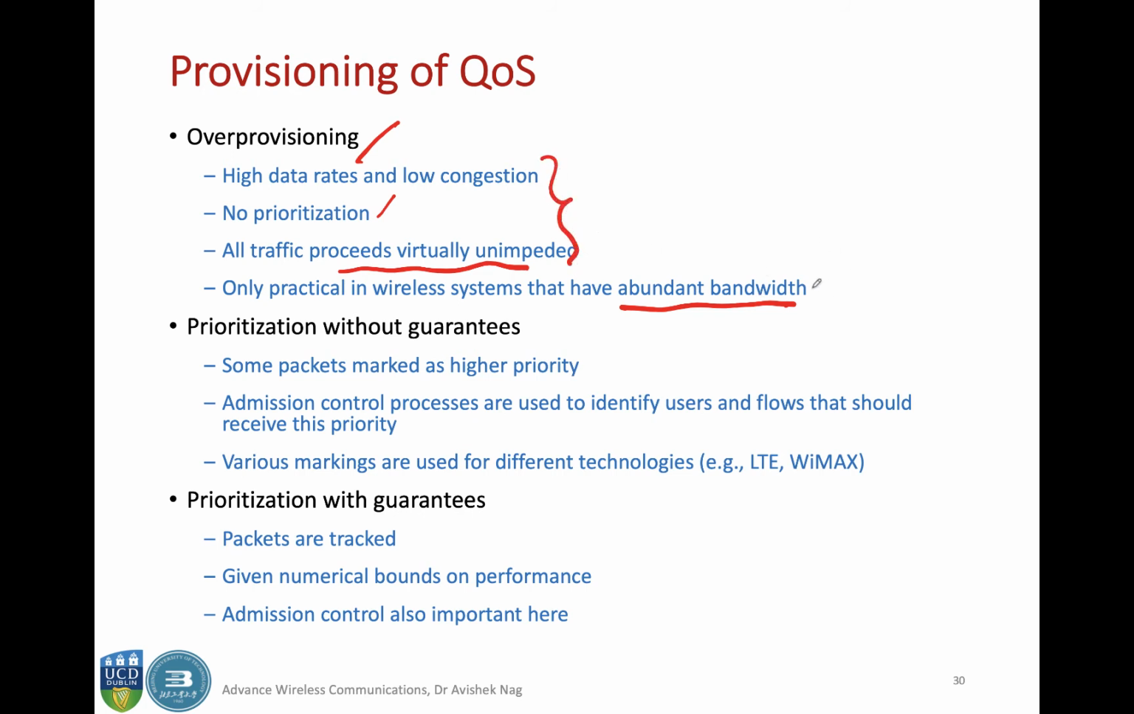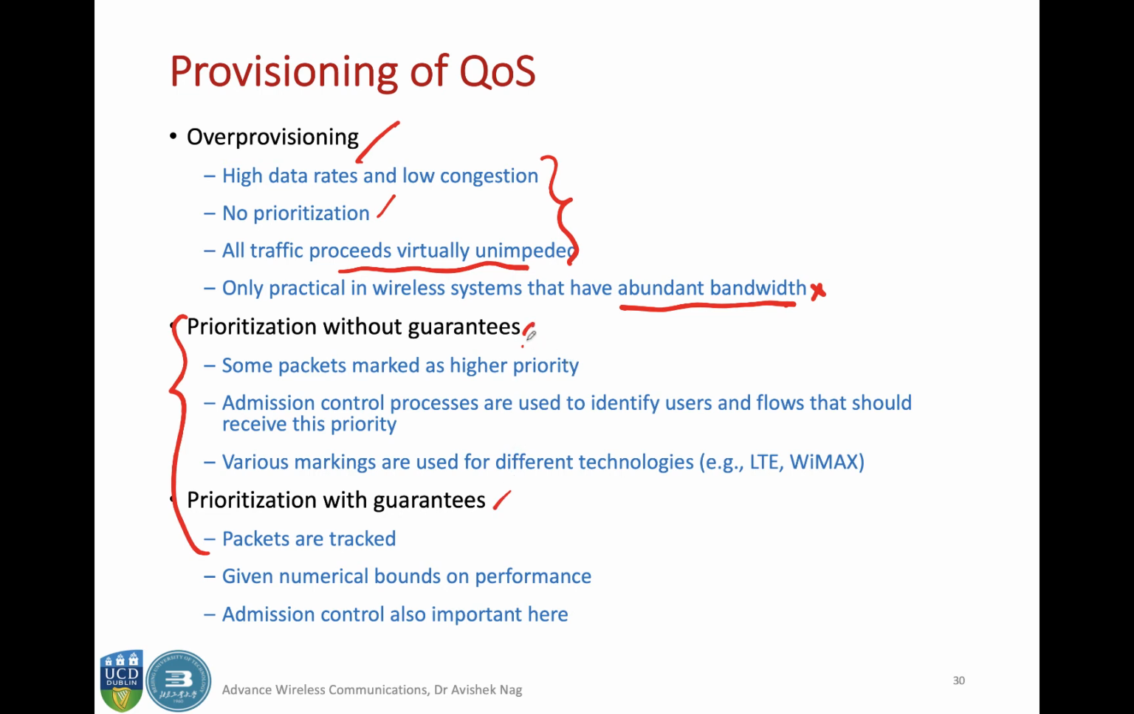But this is not always the case. In most systems, your bandwidth is limited, and you have to make some arrangements to still provide a certain level of quality of service even with the limited bandwidth. In those cases, you can employ these approaches: prioritization without guarantees and prioritization with guarantees.